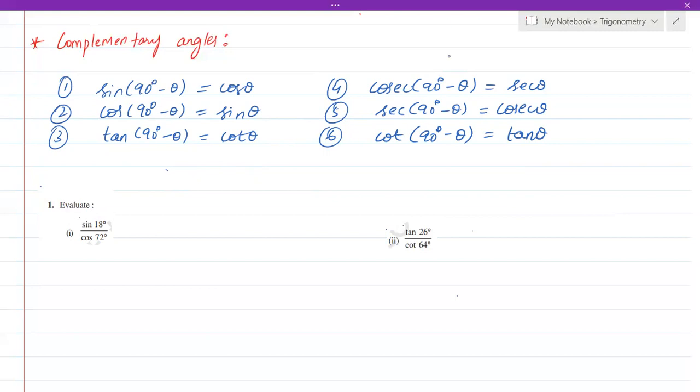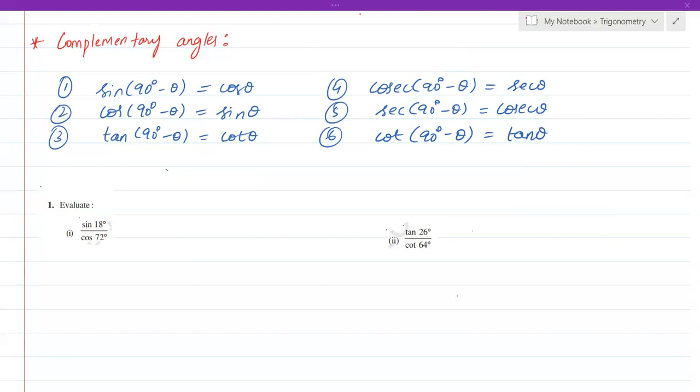It becomes cot theta. Here, cosecant of 90 minus theta: CO is there, so we remove it, and it becomes secant theta. Secant of 90 minus theta: CO is not there, so just add CO to it, and it becomes cosecant theta. Cot of 90 minus theta: CO is there, just take out CO, it becomes tan theta. So this is how you can memorize the formula.